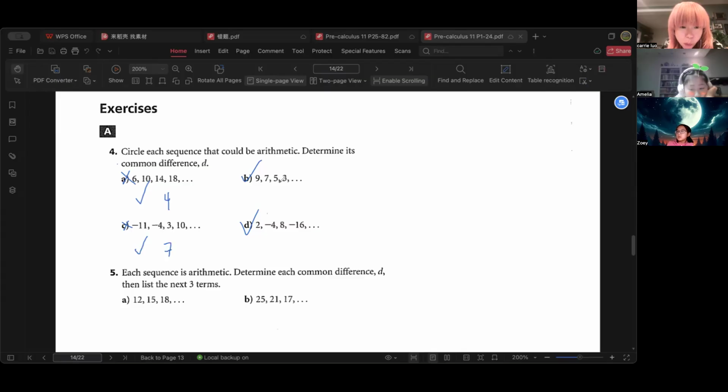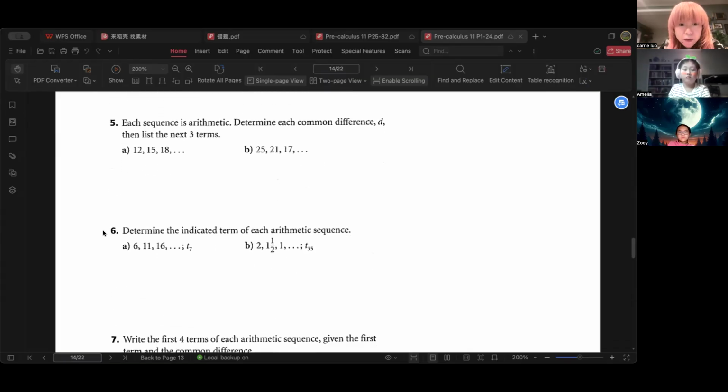Okay, Zoe? For B, it could be arithmetic, and its common difference is -2. For D, it's not arithmetic. Yeah, very good. It's not. Good job. Because they're getting bigger and getting smaller, so they don't have a common difference, right?